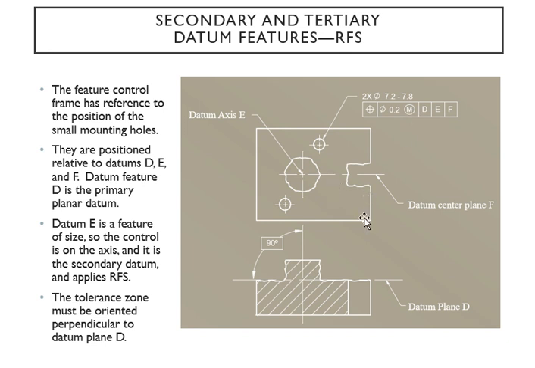And they of course are positioned relative to your datum plane, which is your D right here. And then of course you have a secondary as E, and tertiary is going to be your F. And that datum E, that's your RFS, regardless of feature size. That's going to be controlling this, and it's going to be on the axis, because you see how it's showing this hole right there, which is symmetric to that.